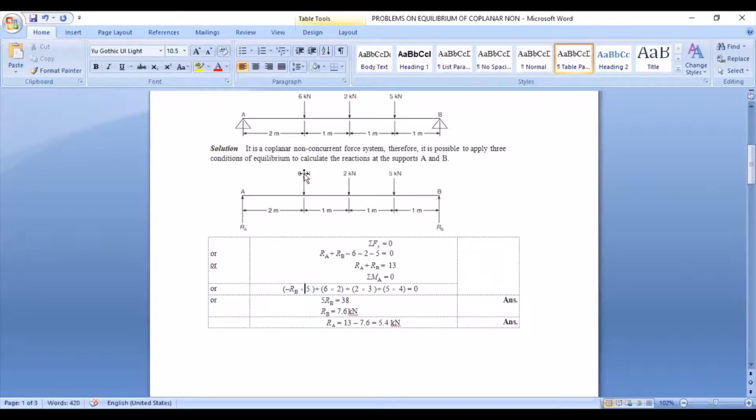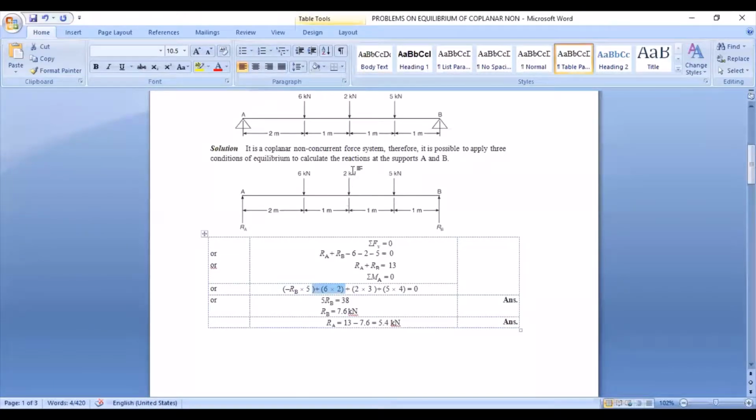Now next, 6 kilonewton. Again, this 6 kilonewton is a vertical force. Hence, the distance to be multiplied is a horizontal distance. At what distance is 6 kilonewton acting from point A? It is acting at a distance of 2 meters, so it is 6 into 2. Now, what type of movement is it causing? Keep the thumb on the moment center, move your forefinger in the direction of force, that is 6 kilonewton, and you find that it is causing a clockwise movement. Thereby, we take it with positive sign. So it is positive 6 into 2.